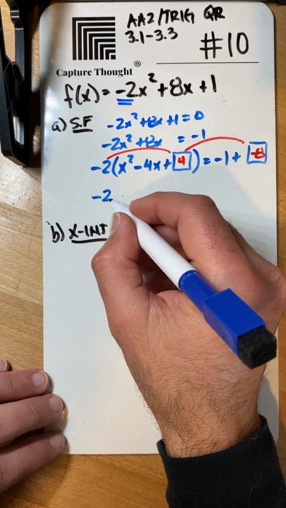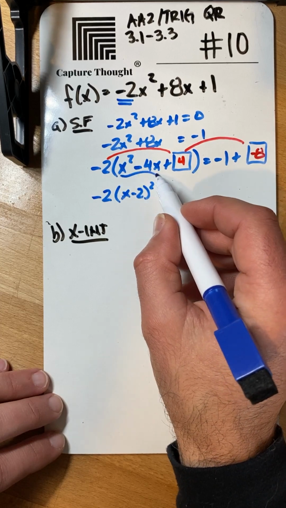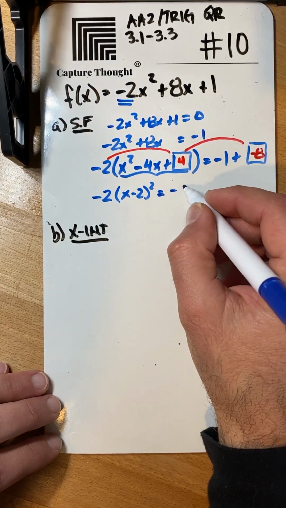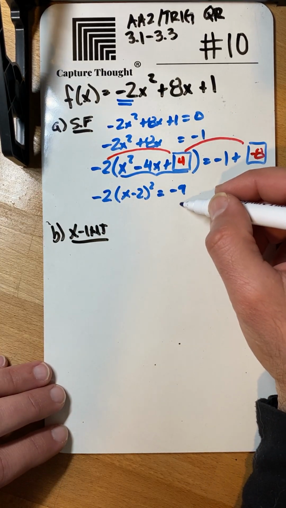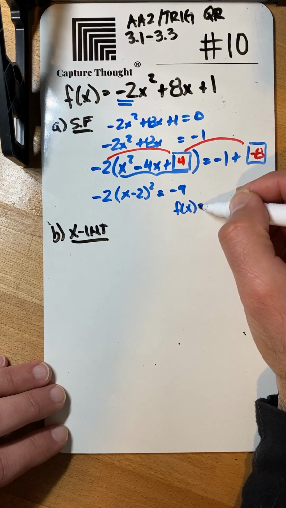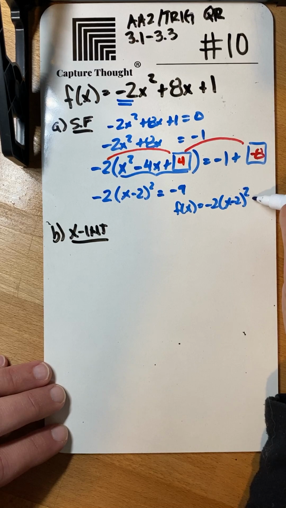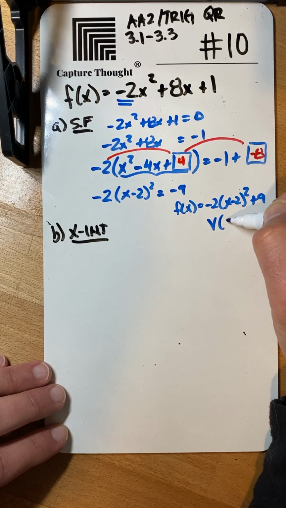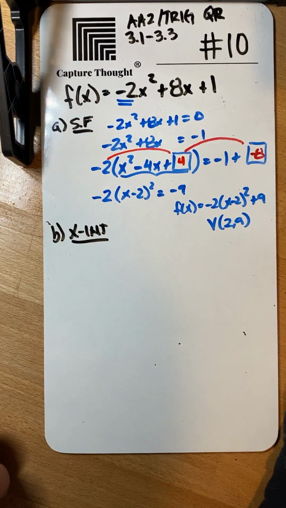So I'm getting negative 2, x minus 2 squared. Remember, again, this becomes a perfect square trinomial. On the right-hand side, we get a negative 9. So writing this in standard form, your function would be f of x is equal to negative 2, x minus 2 squared, and then plus 9. So you can clearly see the vertex here is going to be at 2, 9. That's the whole benefit of writing it that way.